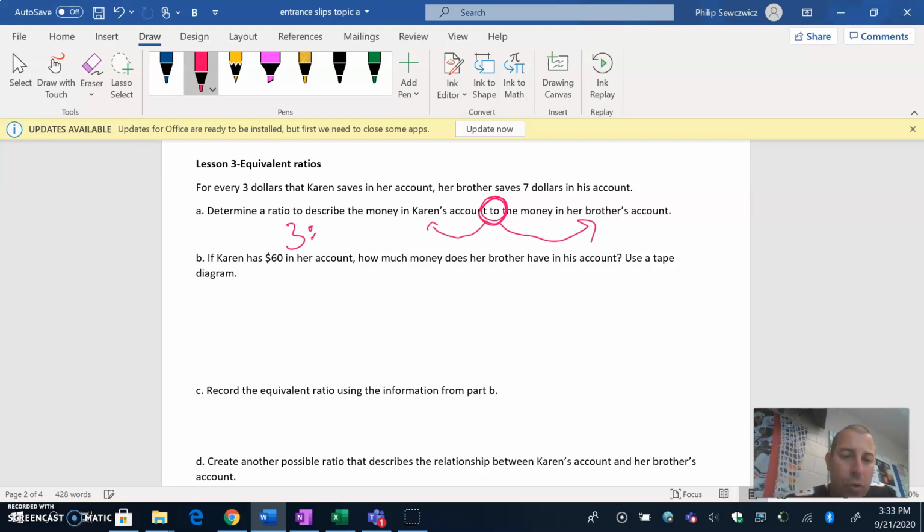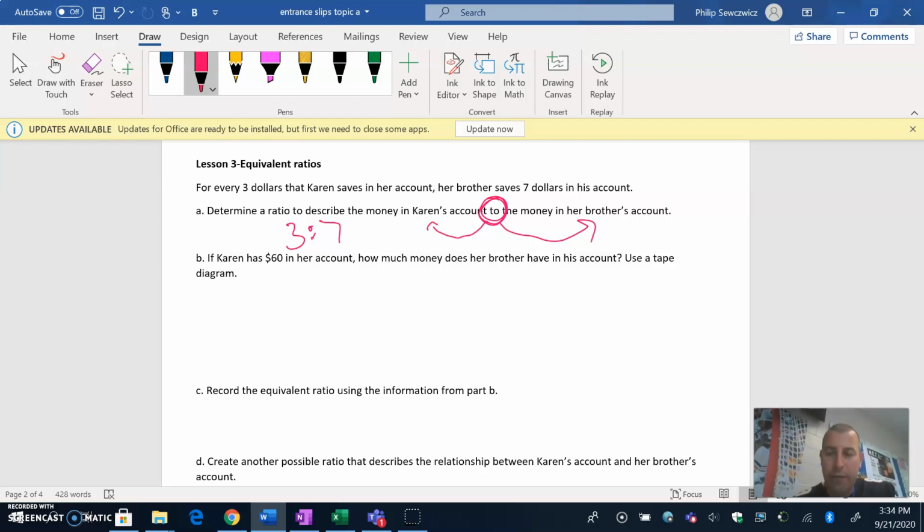Ratio, so I'm going to use a colon here. And then brother is second, so there's the 7. So it's a 3 to 7. Okay. Again, I could use the word "to." I could use a fraction bar that's there. So now they're asking, hey, if Karen has $60 in her account, how much money does her brother have in his account? Use a tape diagram.